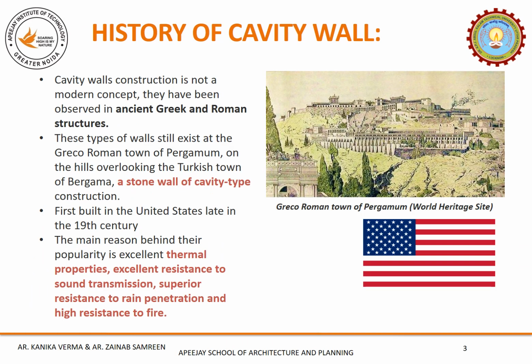Now, before learning anything, we should first know where it comes from. This concept is not a new concept. Historically, this type of construction was observed in ancient Greek and Roman structures also. It still exists at the Greco-Roman town of Pergamum. As you can see in this picture, this wall is actually built in a cavity type. It was first built in the United States late in the 19th century.